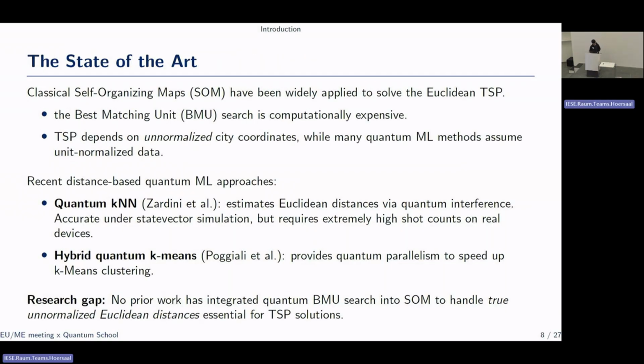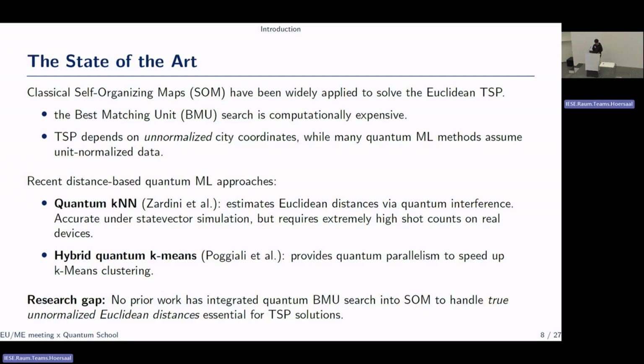And then we come to our talk, the self-organizing map for the Euclidean TSP. There are two challenges for this method for the Euclidean TSP. The first one is the best matching unit search in the SOM process. It's very computationally expensive because each time we need to compute the Euclidean distance. And also, the Euclidean TSP depends on unnormalized city coordinates, while many quantum machine learning methods assume normalized data.